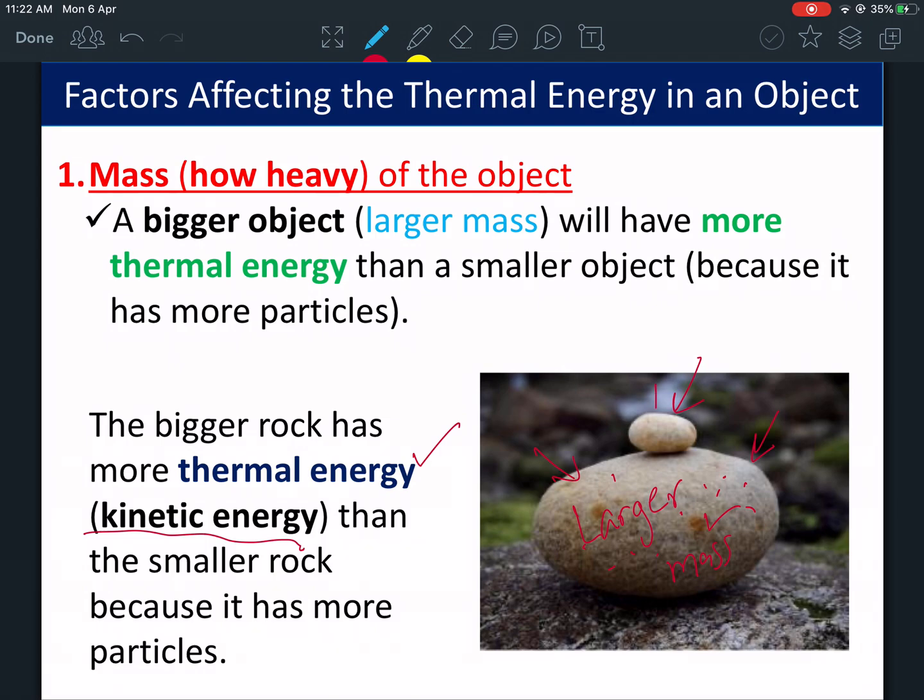Even though a smaller rock might be a bit hotter, the bigger rock has more particles that are moving, so it has more thermal energy. So mass affects it. That means how heavy. A bigger object, larger mass, would have more thermal energy than a smaller object. So that's number one. The bigger an object is, the more thermal energy.